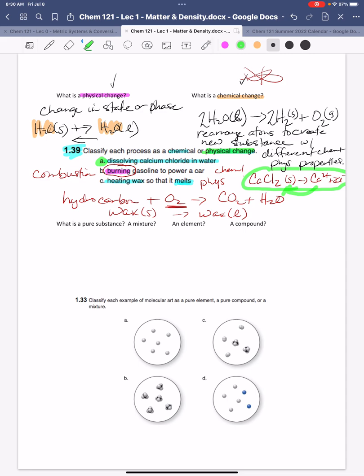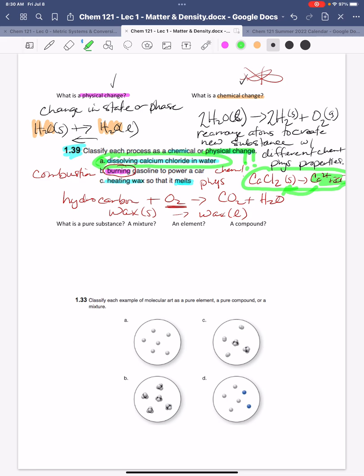So we definitely have burning being a chemical change. We definitely have melting being a physical change, and then dissolving calcium chloride in water can be classified as somewhere in between. So we'll follow up with that later as we talk about ions in solution. I know students hate that.